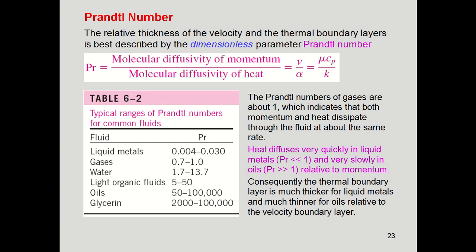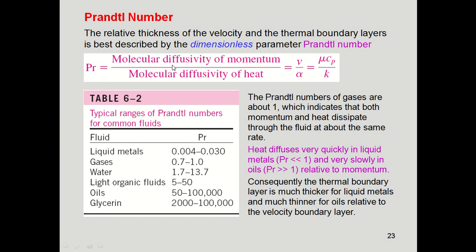Now, another dimensionless number we are going to study in convection is the Prandtl number. The relative thickness of the velocity and thermal boundary layers is best described by the dimensionless parameter, the Prandtl number. So here, the fluid mechanics concept of the velocity boundary layer and the heat transfer concept of the thermal boundary layer are both considered at the same time. So how to define it? This is defined by using the Prandtl number.